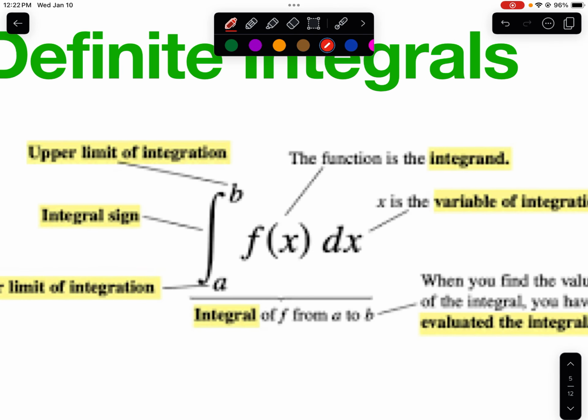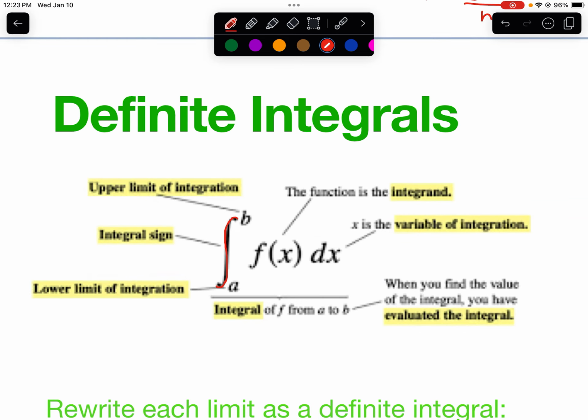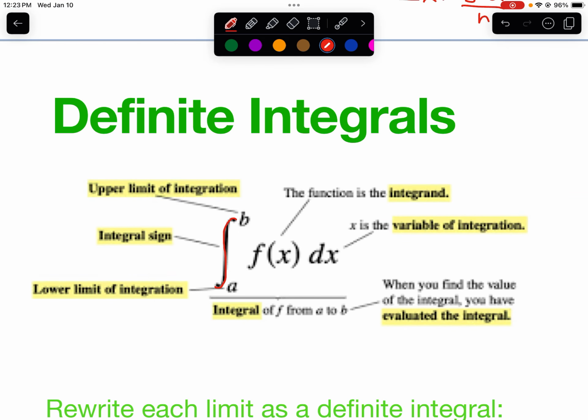This symbol for an integral is this elongated looking S-type shape. Think S for sum. We are summing up the areas of a bunch of rectangles. So think of that symbol that way. a and b are the lower and upper limits of integration. Basically, where are we starting to accumulate area and where are we ending that accumulation? f of x is called the integrand. That's the curve whose area we are finding. dx is the variable of integration. And when we find the value of that integral, when we find that area, we have then evaluated that definite integral.